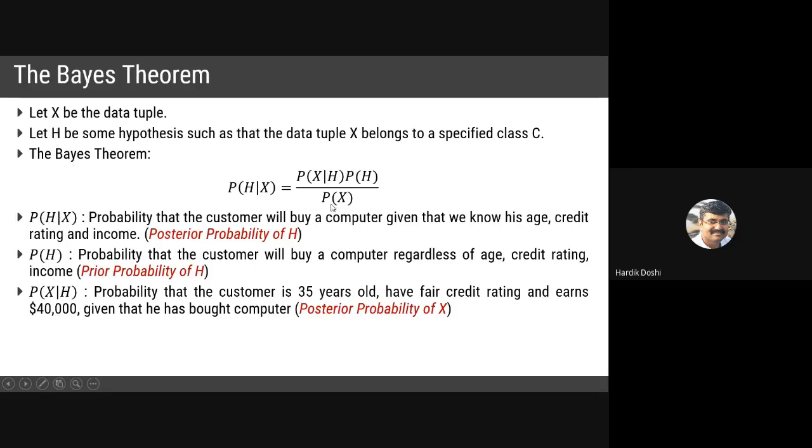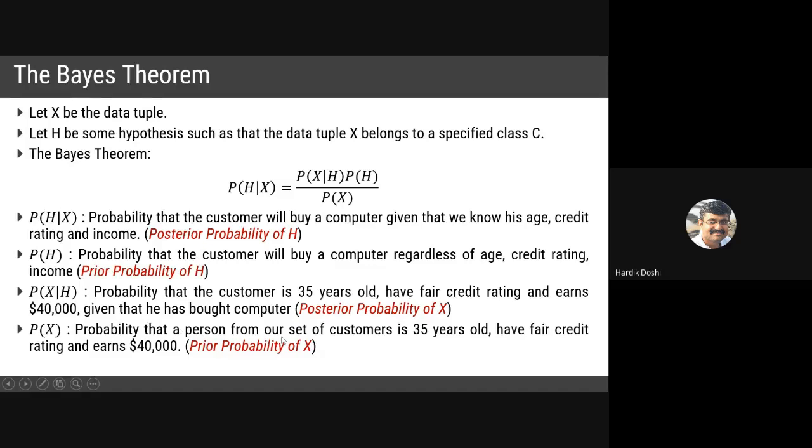And lastly, P of X is the probability that a person from our set of customers is 35 years old, has a fair credit rating and earns $40,000. So this is termed the prior probability of X. Over here we are not saying whether he buys or not. He can buy or he cannot. So that is P of X. You should be clear with all four terms: P of H|X, P of H, P of X|H, and P of X. Should I move further?